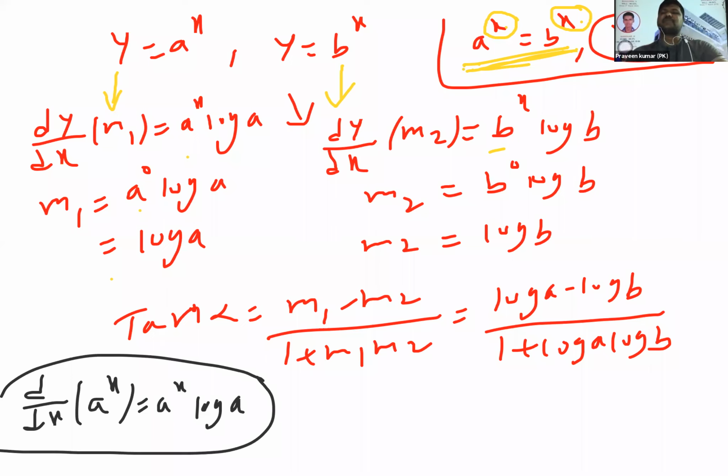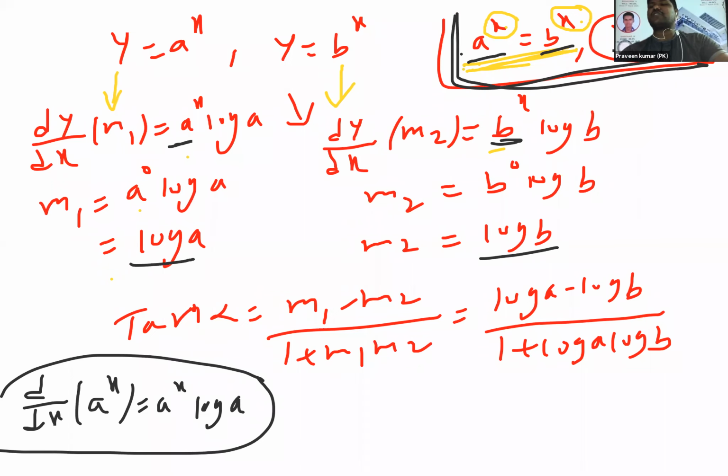Next, in place of x, I substituted 0. Why it is 0, I clearly mentioned here. First, I started the problem here only. a power x equal to b power x means what is the value of x? 0. Then I substituted here a power 0, b power 0, 1, 1. So m1 is log a, m2 is log b. This is the only logic in the question. That's why I wrote this one first. a power x is equal to b power x means what is the value of x? 0. If x is 0, only then those two are equal.